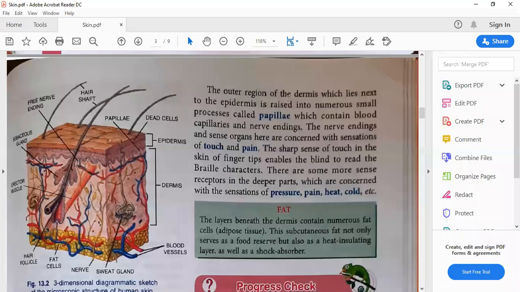Yes. The outer region, meaning not inside, but a bit towards the epidermis. The outer region of the dermis, which lies next to the epidermis, is raised into numerous small processes called papillae. I don't know whether you are able to see it here. Papillae contain blood capillaries and nerve endings.